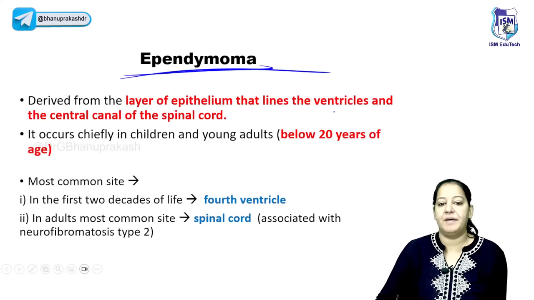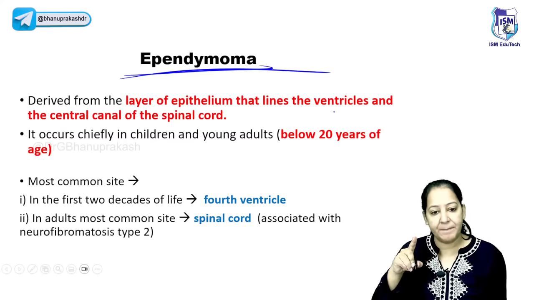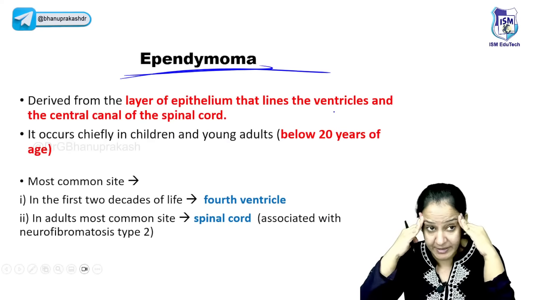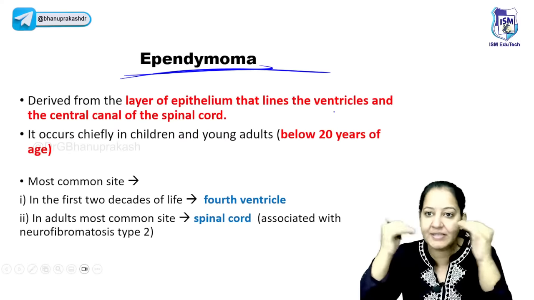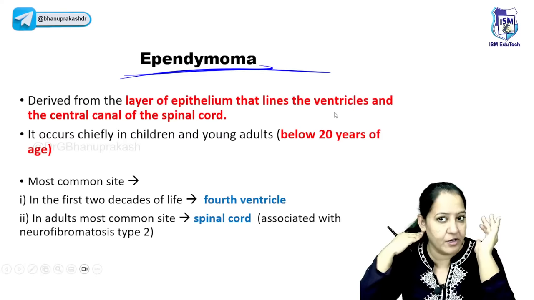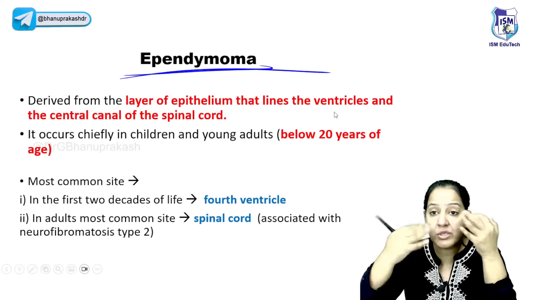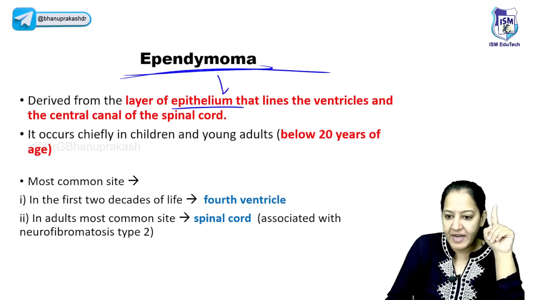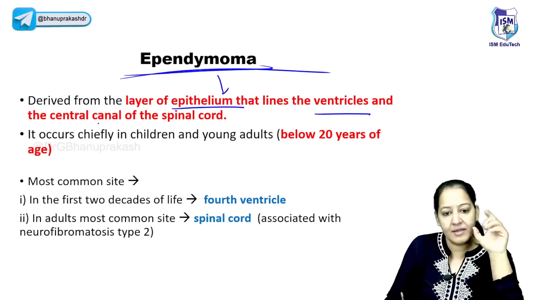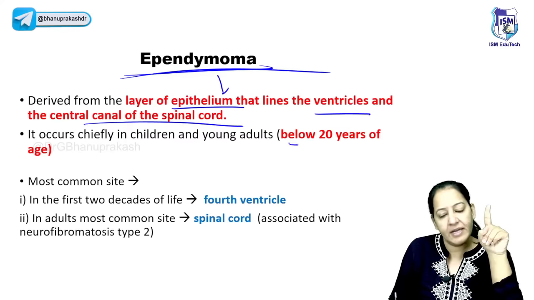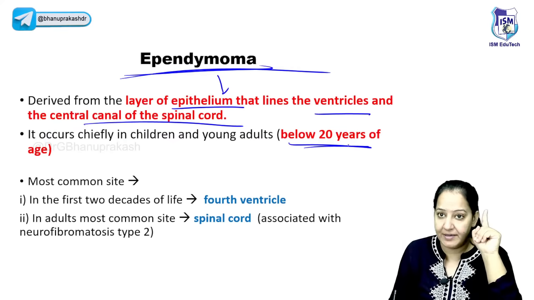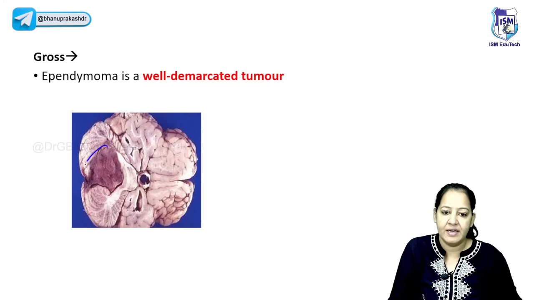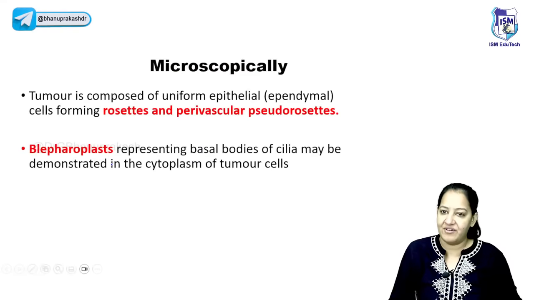Ependymoma, everyone, see the ependymoma. Ependymoma arises from ependymal cells. In the brain we have ventricles. The ependymal cells lining the ventricles form the CSF. The first, second, third ventricles are filled with CSF. So who is forming CSF in the ventricle? The ependymal cells. The ependymoma is a tumor of the ependymal cells that line the ventricle and the central canal in the spinal cord. It occurs in the young, usually less than 20 years. Most common site is around or in the ventricles. You can see this well-demarcated tumor in the ventricle.